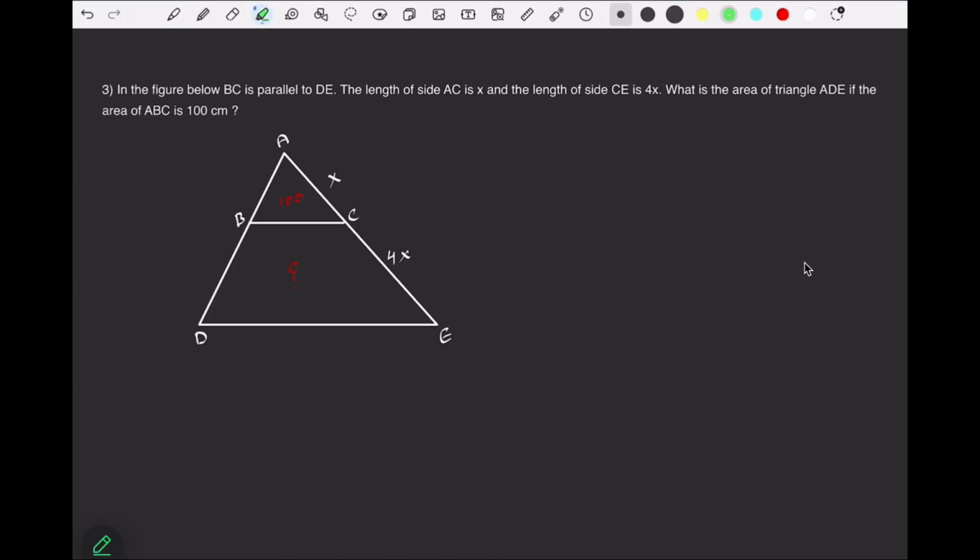In this question, it is given BC is parallel to DE, the length of AC is x and the length of CE is 4x, and we have to find the area of triangle ADE if the area of ABC is 100 cm square. To solve this question, we have to go through the similar triangles concept. First, we have to prove triangle ABC is similar to triangle ADE. We can prove this using the angle-angle similarity.